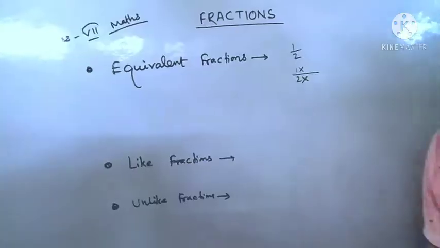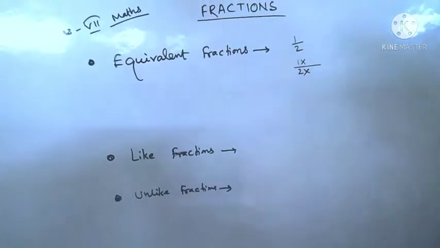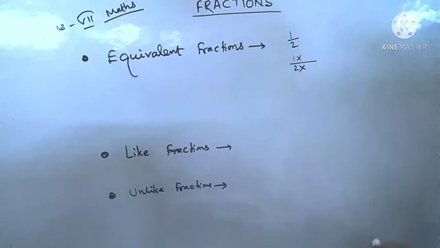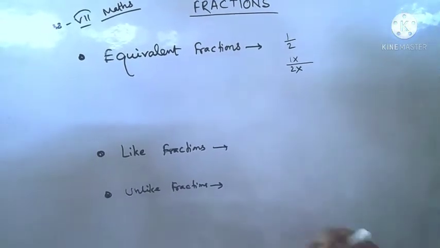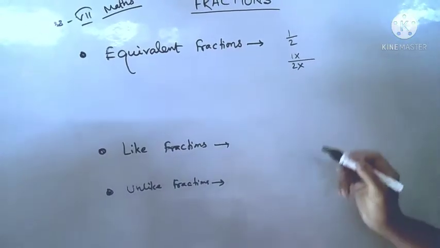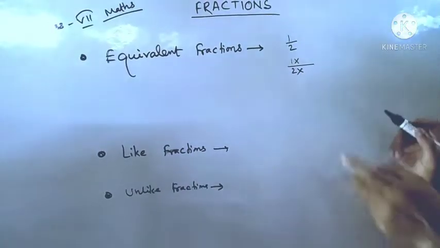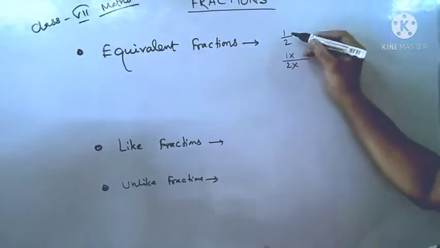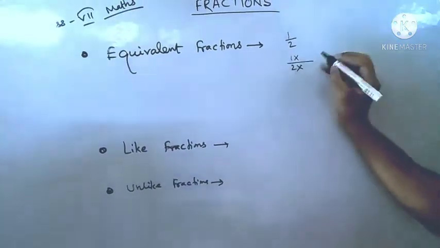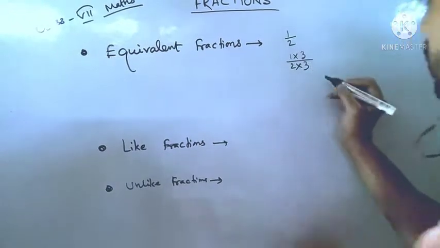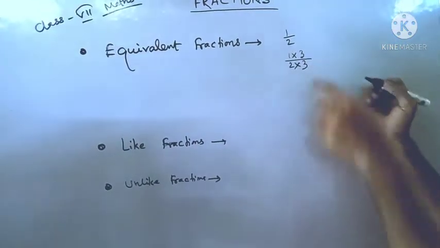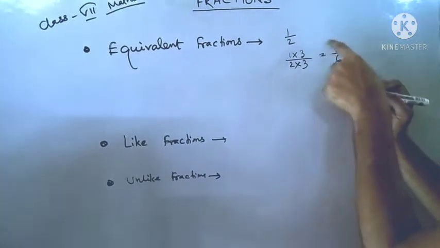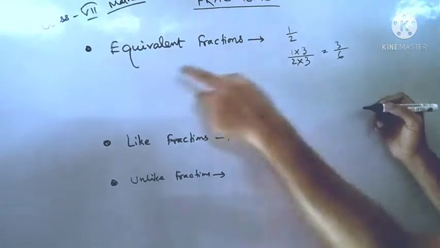Okay, now we discuss equivalent fractions. Equivalent fractions means fractions that have the same value. The representations are different, but the values of these fractions are the same, then we call them equivalent fractions. Example, 1 by 2, and if we multiply the upper and lower, that is numerator and denominator, by 3, this will be 3 and 6, so 1 by 2 and 3 by 6 are equivalent fractions.